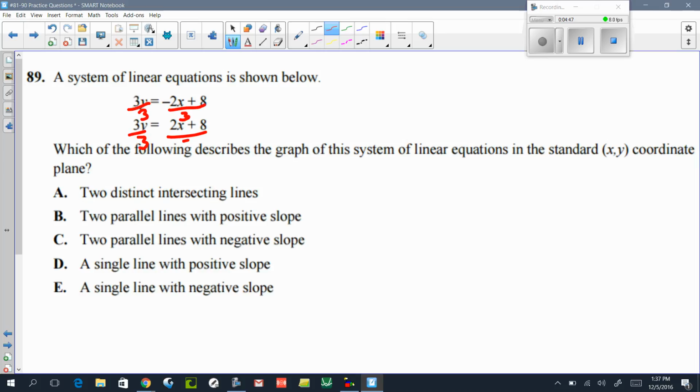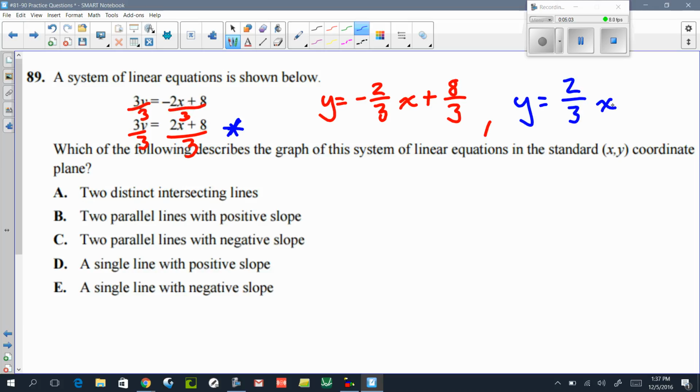When we do that, we end up with y equals negative 2/3 x plus 8/3 in the first equation. And the second equation right here is going to end up being y equals positive 2/3 x plus 8/3. So the question is simply asking, what happens to these two lines, or how do these two lines graph in the coordinate plane?